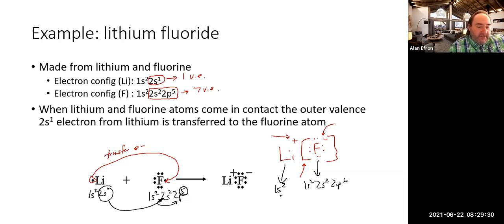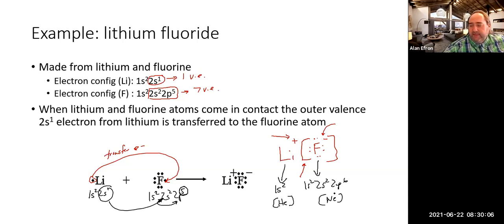Who are these configurations? Well, 1s2 is 2 electrons. That is the same configuration as helium. 1s2, 2s2, 2p6 is 10 electrons, which is the same configuration as neon. And this is an important concept here in terms of ionic bonding: by transferring electrons in this particular case, it allowed both lithium and fluorine to reach noble gas configuration. So we have helium's and neon's configuration for them.